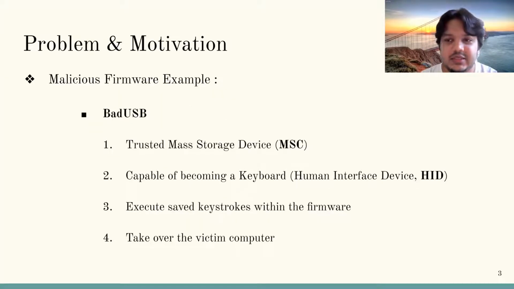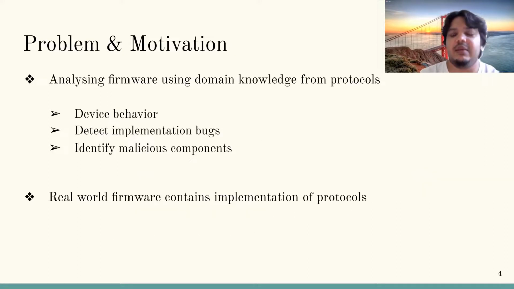Now, why do we need to reason about these device firmware? One example of malicious firmware is the BadUSB firmware, which is implemented in a trusted mass storage device, a flash drive. When connected to the victim's computer, it can turn into a keyboard, a human interface device. Once it turns into an HID device, it can execute saved keystrokes within the victim's computer and take over the computer. So it is very important to use domain knowledge to analyze the internal workings of an embedded firmware.